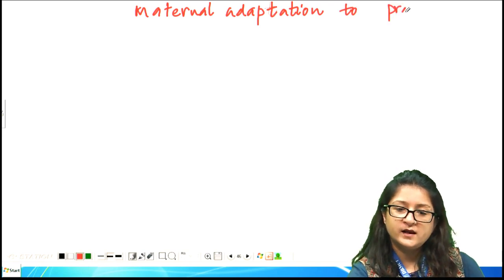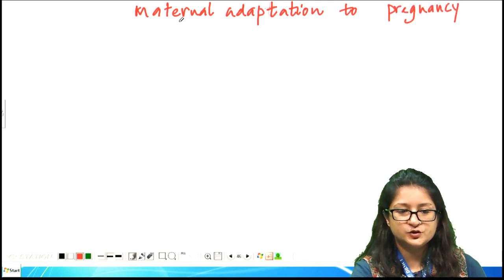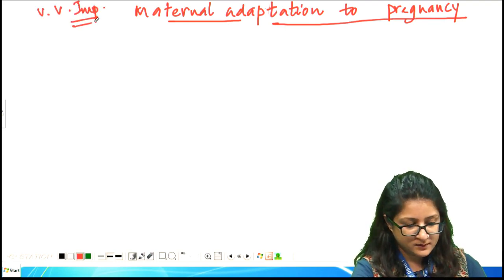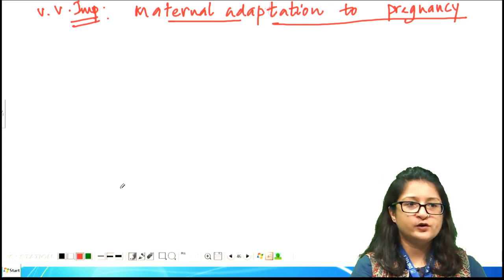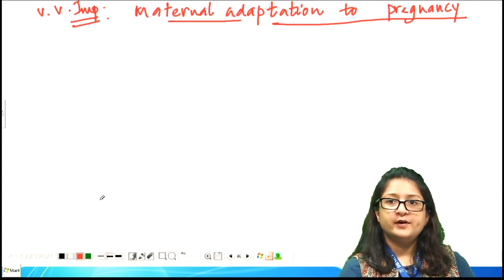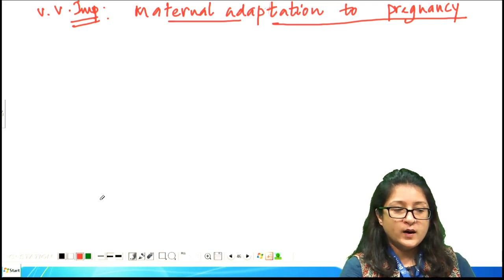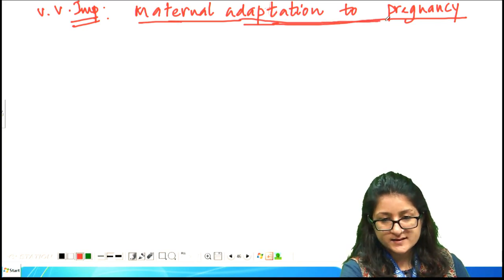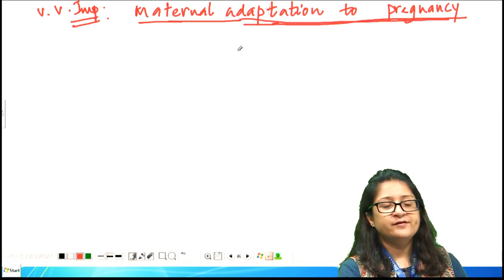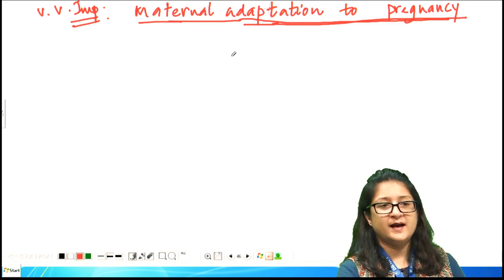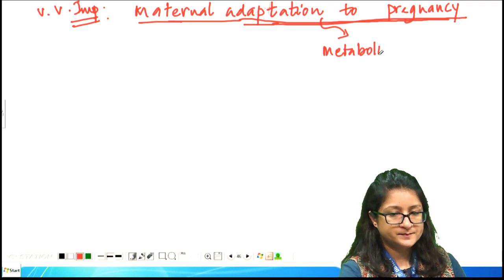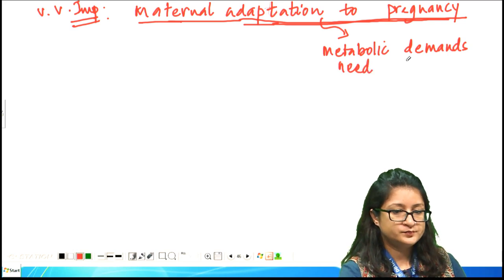This is a very, very important topic in obstetrics, especially for your PGI exams and also for your AIIMS exams. So what happens in maternal adaptation of pregnancy? You should remember that maternal adaptation to pregnancy is mainly to support the growing fetus and the growing demands of the mother and the fetus, all right? So there are metabolic demands that need to be met.